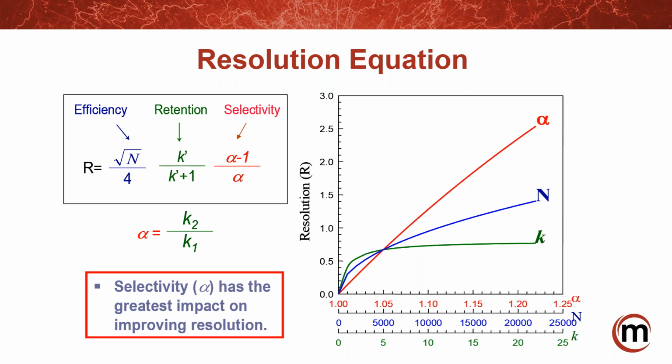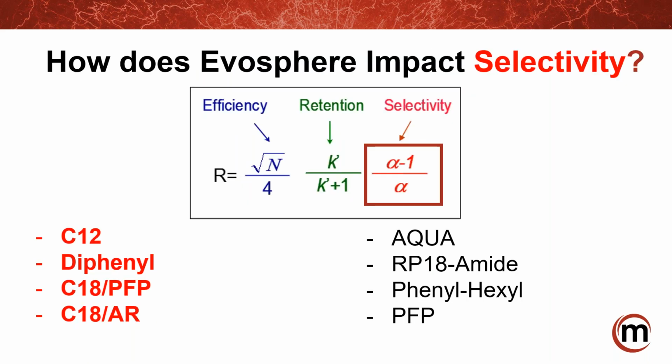So I have my resolution equation. I go back to my terms and say, okay, well, I have efficiency. I've optimized that. Now what am I going to look at? Well, I'm going to look at selectivity, because selectivity we know is the key to resolution. It has the greatest impact. It's almost linear to resolution. So how do I leverage selectivity?